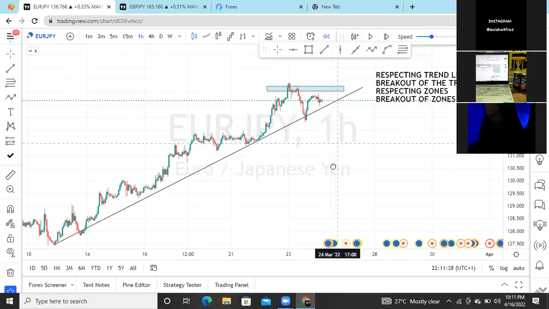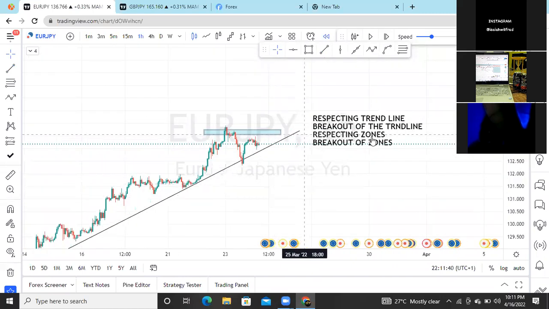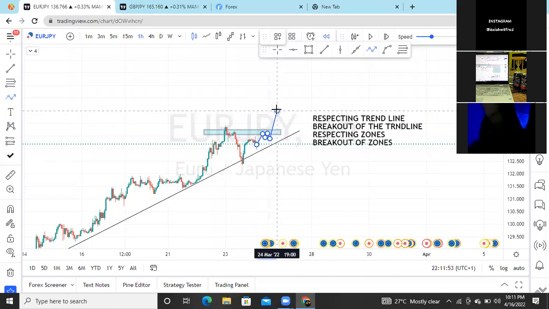So now what I'm actually trading is respecting zones or breakout of zones. Either the market hits this zone, comes down, and keeps hitting it until it eventually breaks out. When it breaks out, I don't enter, because I don't know how far it might go. I wait for a retest, because sometimes when it breaks out, it might come back into that same zone and keep consolidating like that.